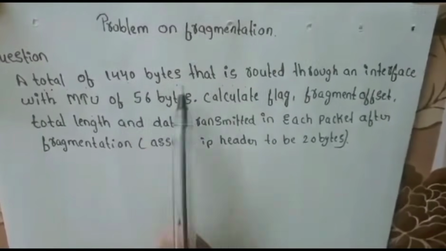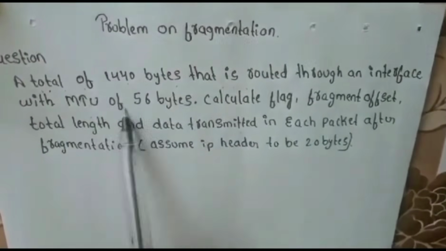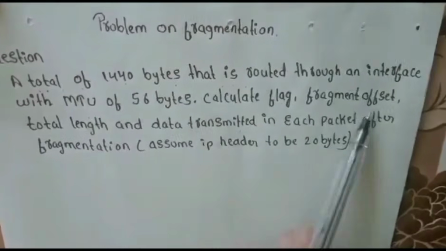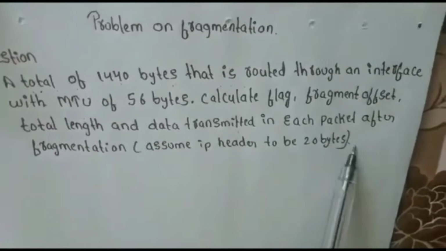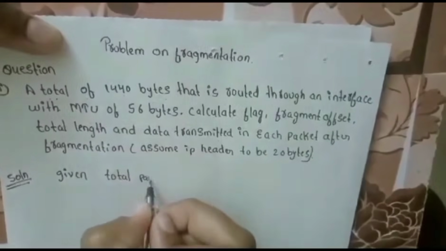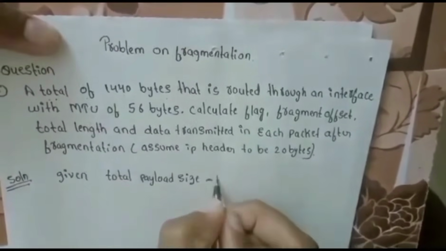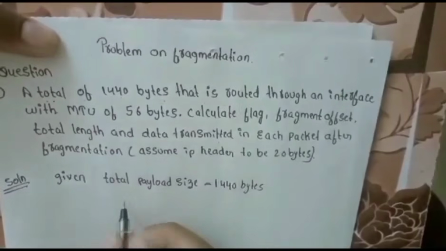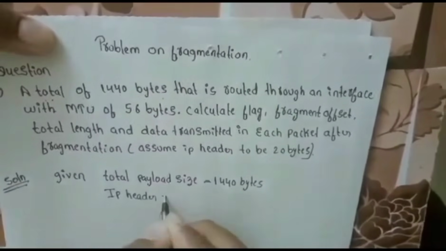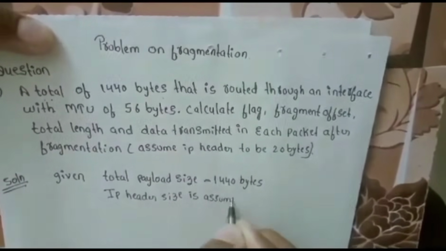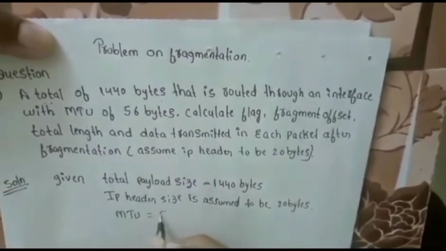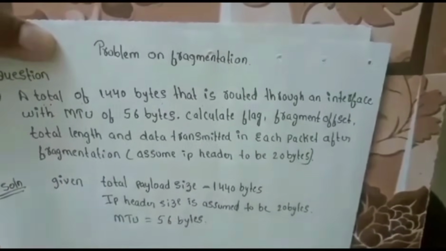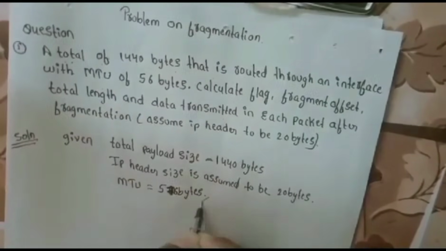Problems on fragmentation. A total of 1440 bytes is routed through an interface with an MTU of 576 bytes. Calculate the flag, fragment offset, total length, and data transmitted in each packet after fragmentation. Given: total payload size is 1440 bytes. The IP header size is assumed to be 20 bytes. Then MTU is equal to 576 bytes.